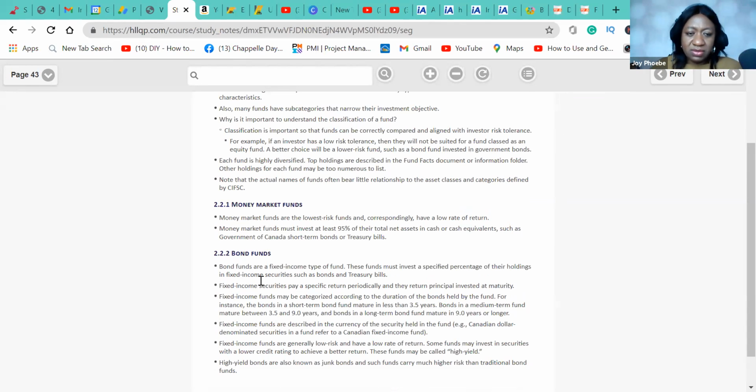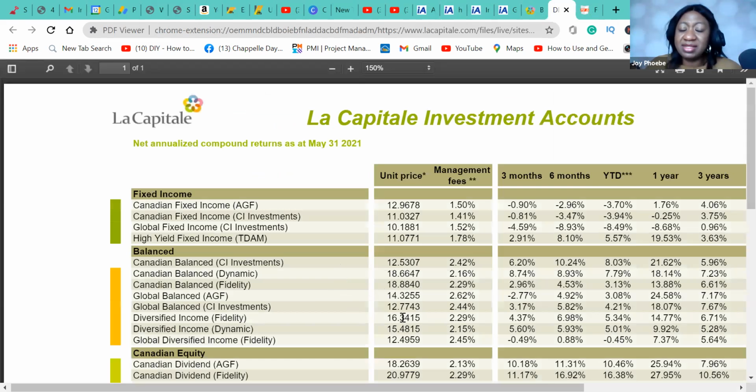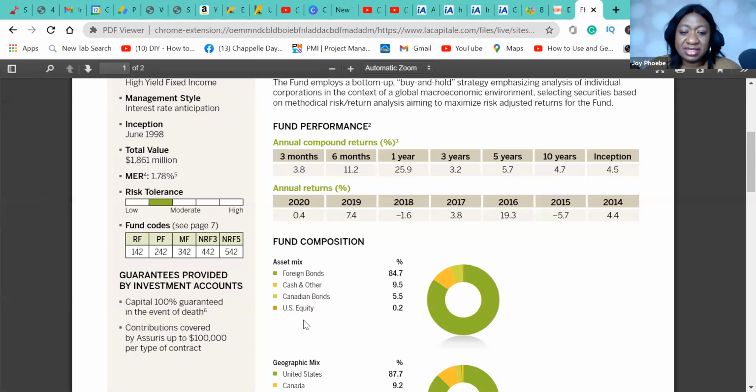in chapter one. Bonds are like an IOU. Bond funds are fixed income types of fund, and these funds must be invested in a specific percentage of their holdings. So now we're looking at the segregated funds that invest in bonds. They will have a certain percentage. If you look at that example I gave you, you will see that they have Canadian bonds. They invest in foreign bonds. 84.7% of their asset fund composition is in foreign bonds, then 9.5% in cash and others, and then Canadian bond 5.5%.